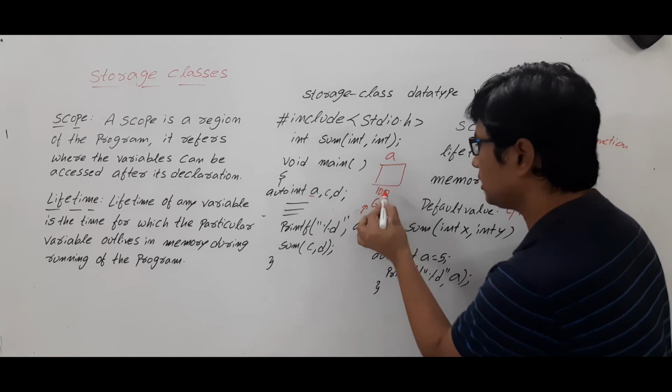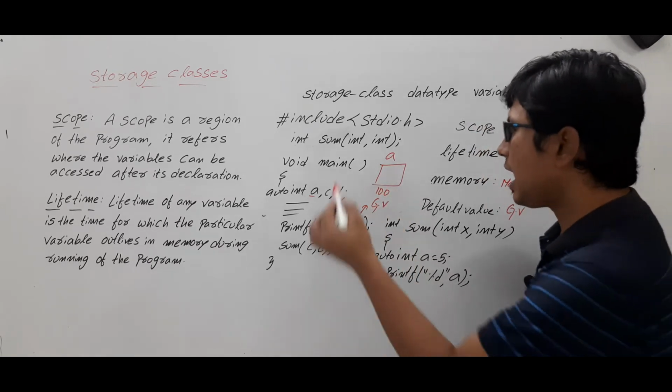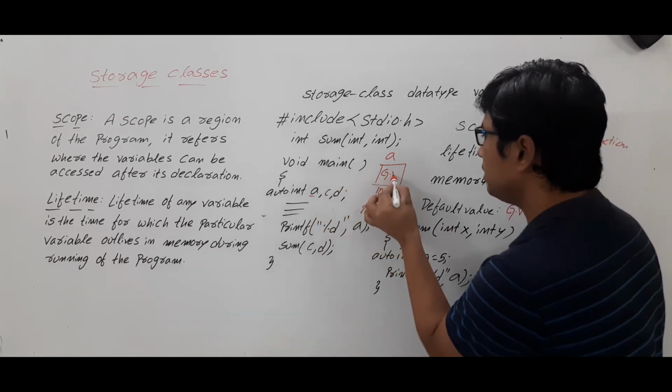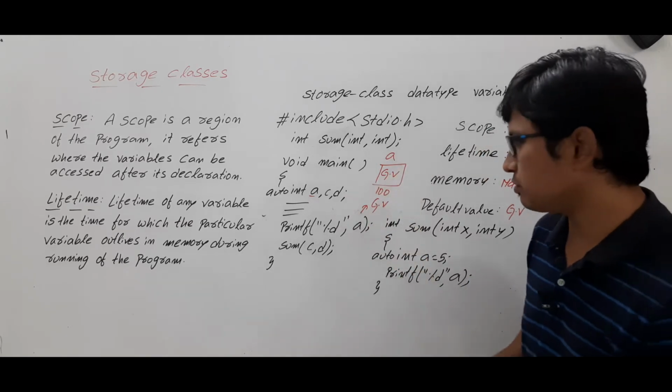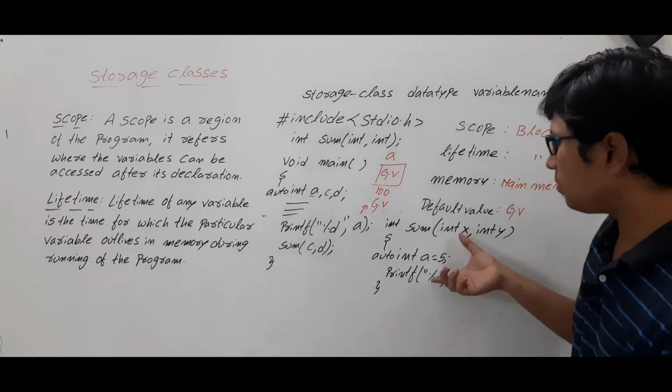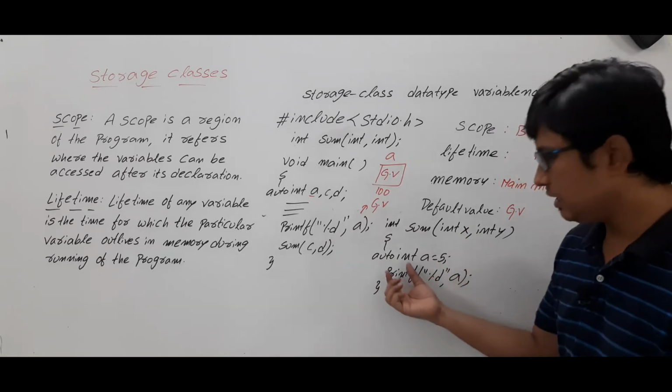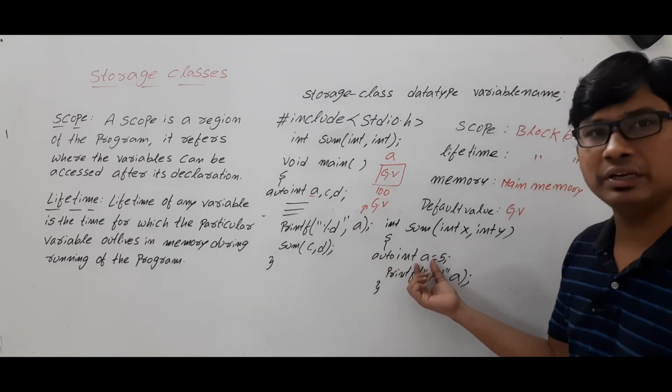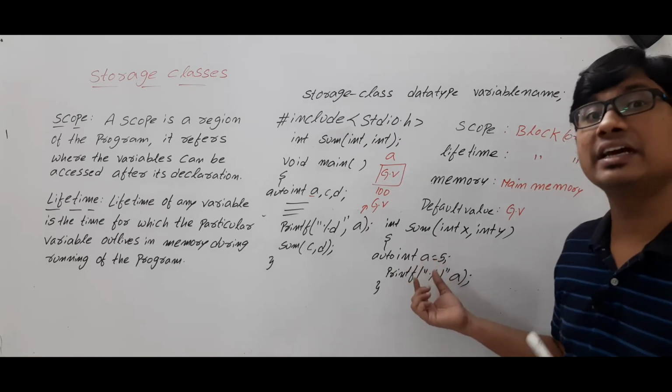Let's take that it has been created at memory location 100. As we did not initialize any value, by default it will hold a garbage value, and if you print it, it will give a garbage value. Now come to this function sum. Here also you have declared a variable a. Now, can I declare it or not?